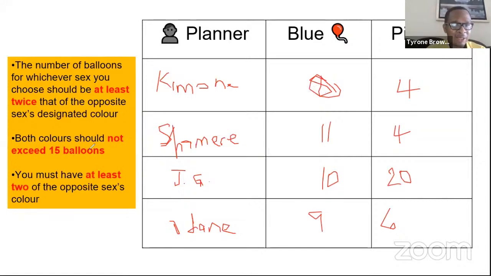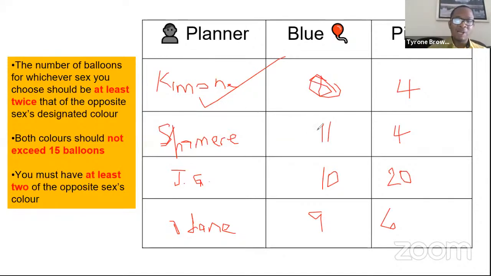The second condition is that the total must not exceed 15. So let us see. 8 plus 4 would be 12. So we would have met that condition. And finally, at least 2 of the opposite sex's color. So Kimon, great job. Great job. I'm liking Kimon's party.